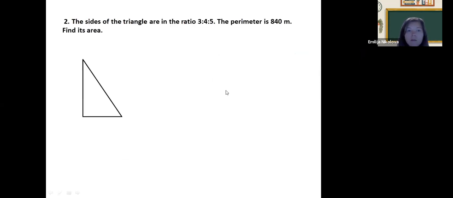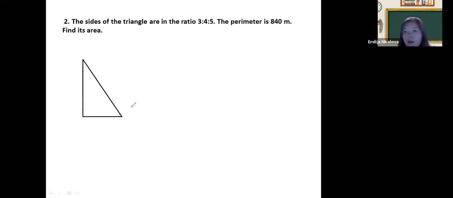So this was the Pythagorean theorem. We have another exercise involving this. The sides of the triangle are in the ratio 3, 4, and 5. That means the smallest one will be 3, the next one will be 4, and the biggest one will be 5. So the ratio is 3, 4, and 5. And we know that the perimeter of the triangle is 840 meters. We need to find the area of the triangle.